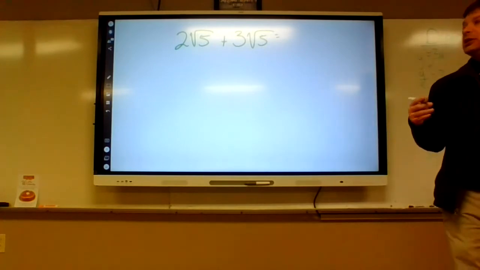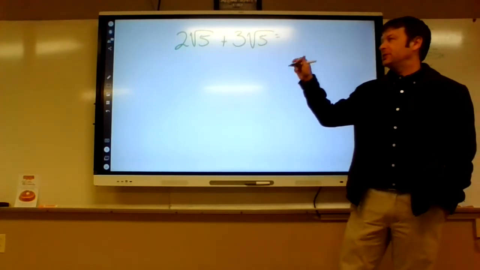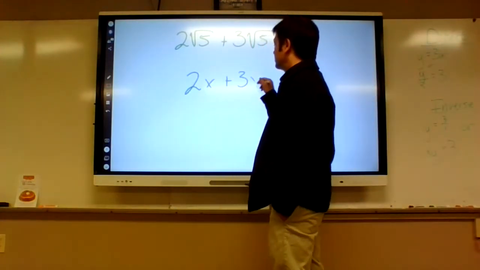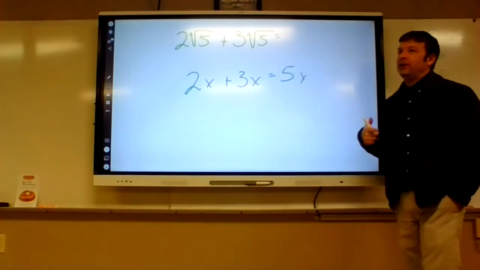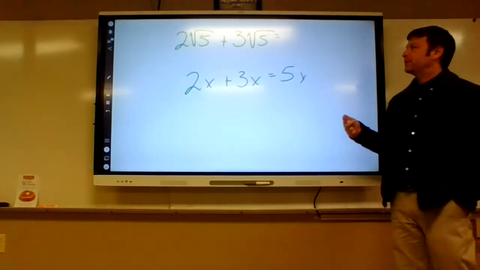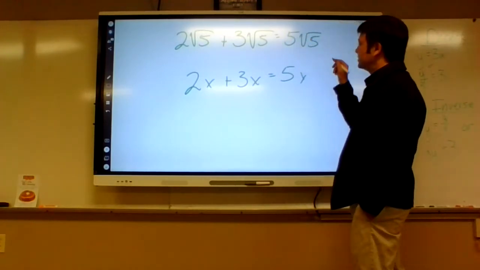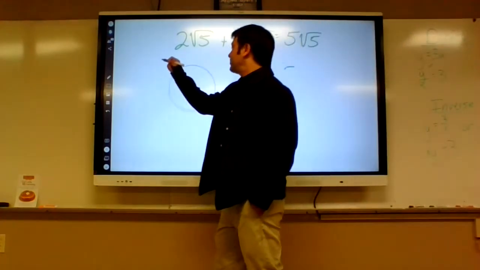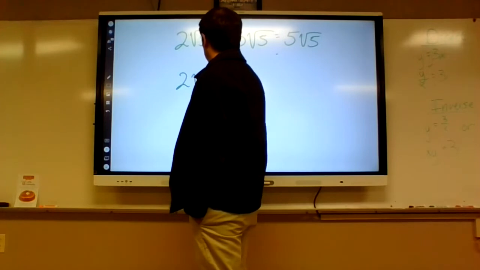So, the same square roots would be the like terms. So this is kind of like the problem. What's 2x plus 3x? 5x. So it's kind of like that problem. What's 2 square root of 5 plus 3 square root of 5? 5 times square root of 5. That's how it works.